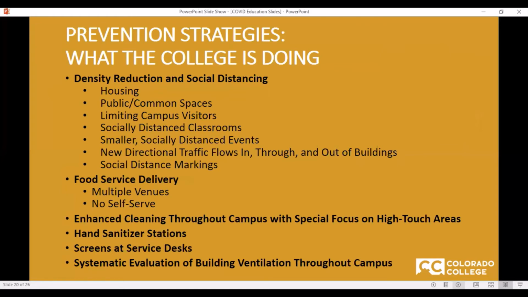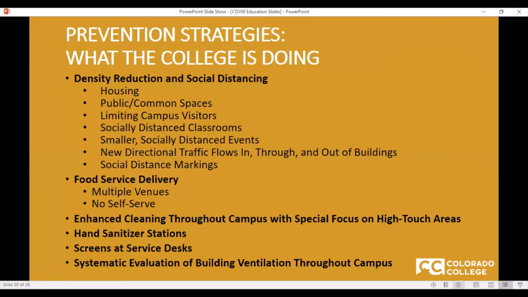As many of you are aware, we've expanded our housing stock to include some apartment style living about 6 miles away from campus, and that reduces the density of our on-campus housing. No visitors will be allowed on campus during the fall semester. We've also reduced the capacity of public and common spaces around campus. You'll notice fewer chairs and some seating spaces that are marked "Do Not Sit." Classrooms have been set up for social distance, and we'll have smaller, socially distanced events of 10 or fewer people.